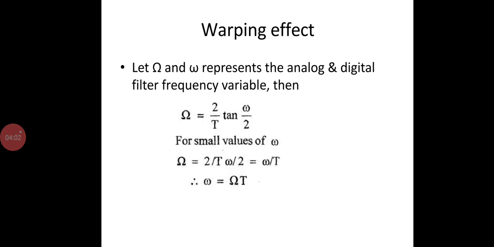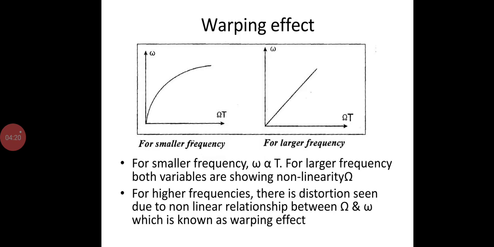And the warping effect: analog omega and digital omega represent the analog and digital filter frequency variables, that is omega equal to 2 by T tan of omega by 2, and for smaller values of omega, it is equal to 2 by T times omega by 2. By substituting the value, we are just converting omega equal to omega into T. That is warping: this is for the smaller frequency, this is for the larger frequency.